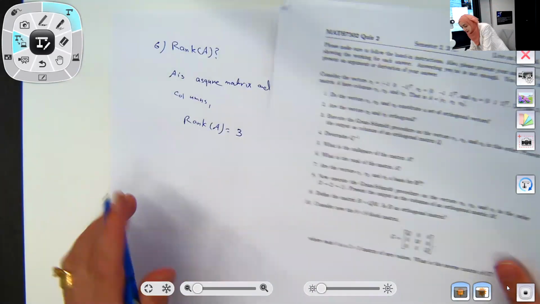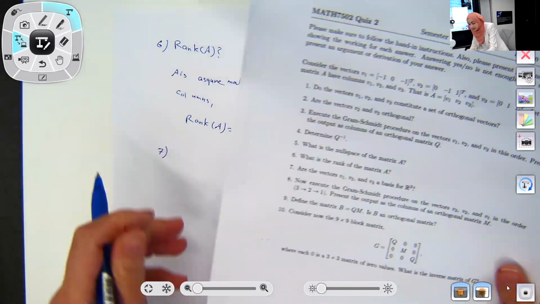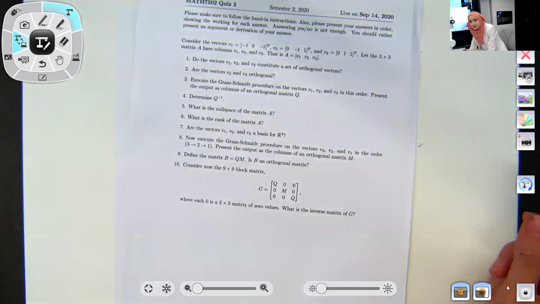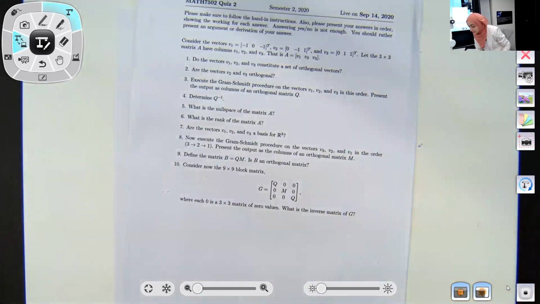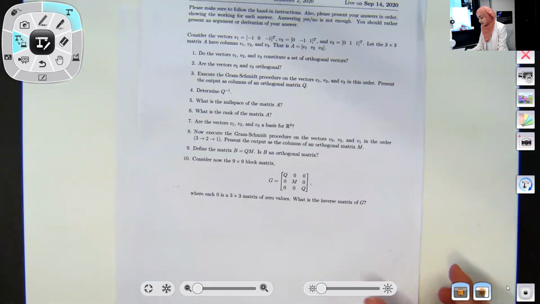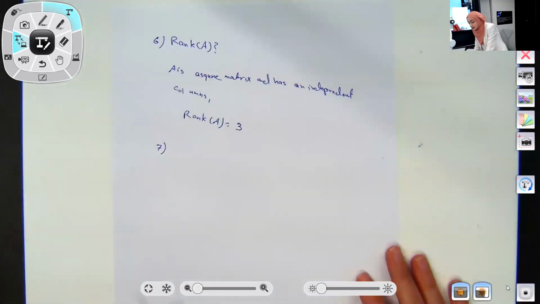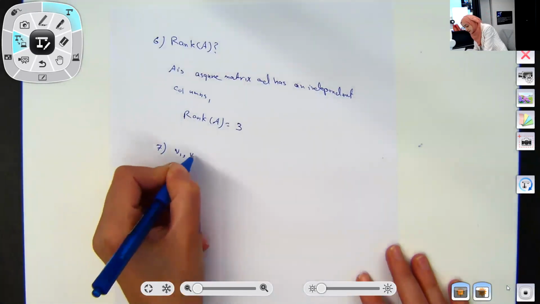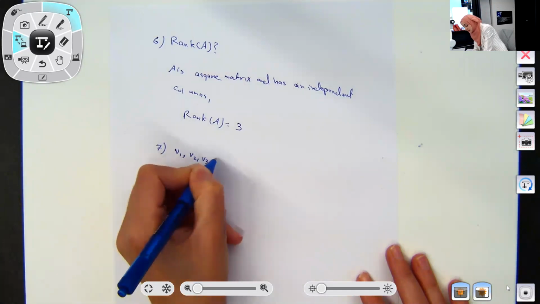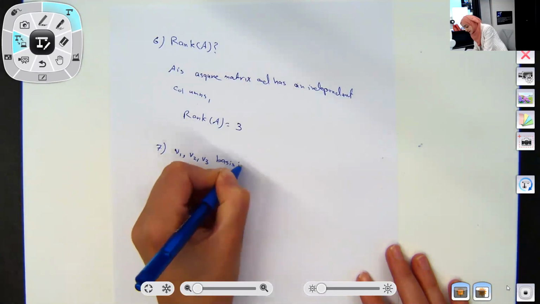Okay, the last thing, and after that you will continue with some. In number 7, they ask, are the vectors v1, v2, and v3 a basis for R3? They ask you if they are a basis or not. Are the vectors v1, v2, v3 a basis in R3?